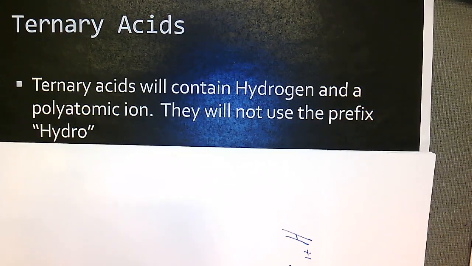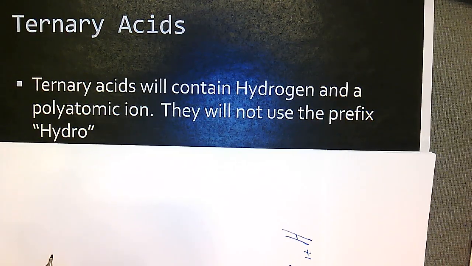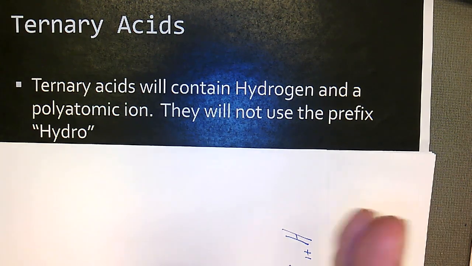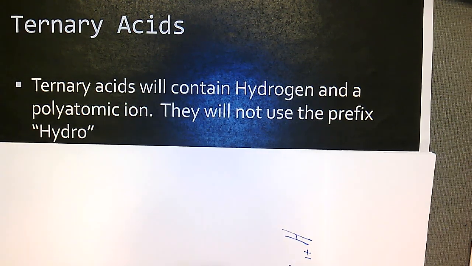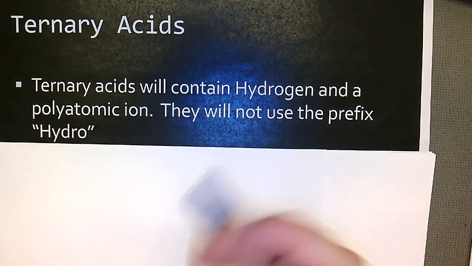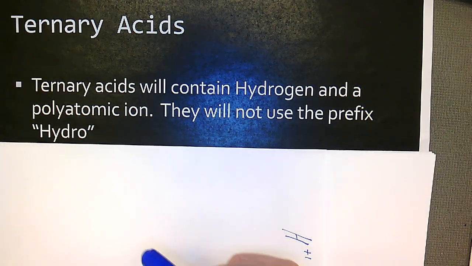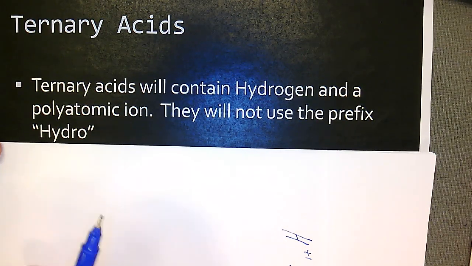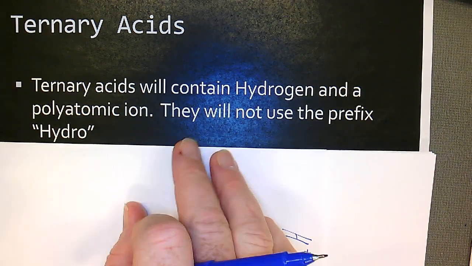Ternary acids will contain hydrogen, still hydrogen because that's what makes it an acid. But they will not use the prefix hydro. That's how we know the difference. If it says hydro, we know it's binary. If it doesn't have hydro on it, but it's an acid, then we know it still starts with hydrogen because it's an acid. All acids start with hydrogen, okay? But this is going to have a polyatomic ion, all right?